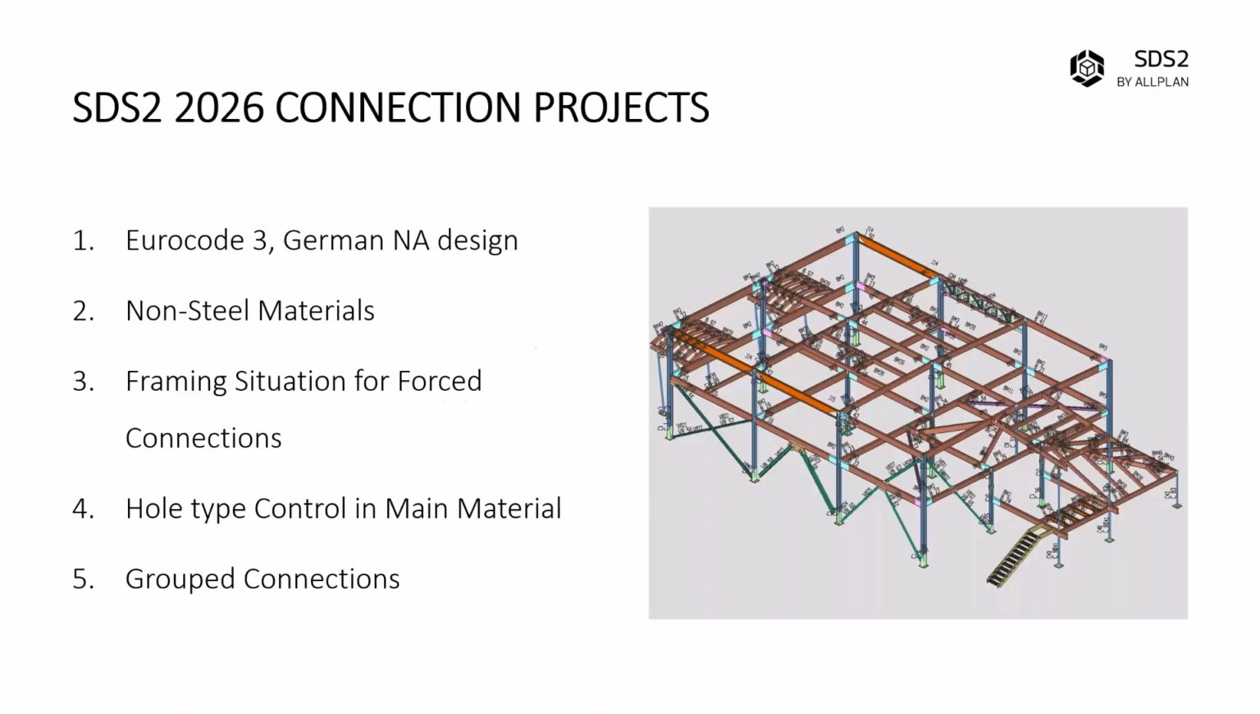New projects are designed according to the German National Annex of Eurocode 3, non-steel materials, framing situation for forced connections, hole type control in main material, and grouped connections. The first three projects I'll go over quickly, and then we'll discuss the last two in more detail.